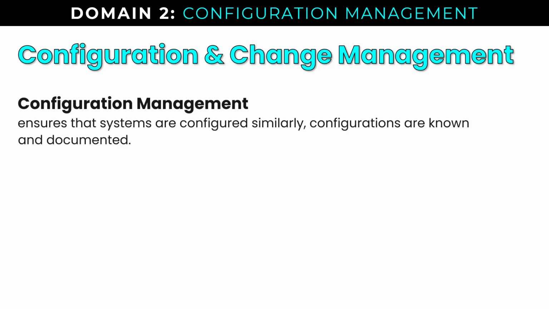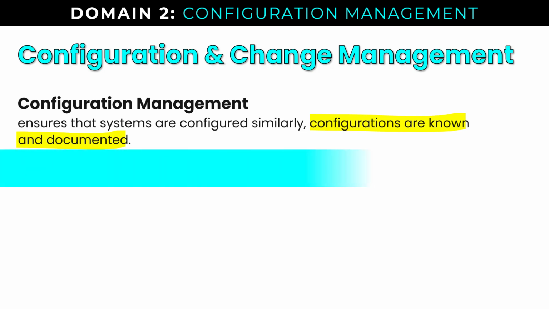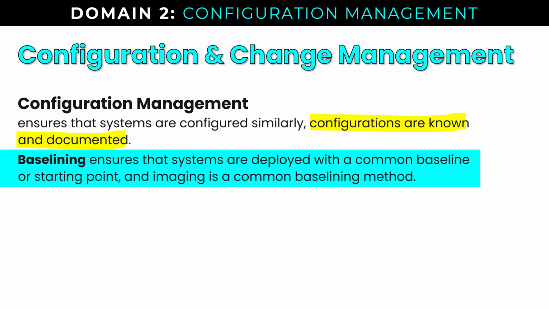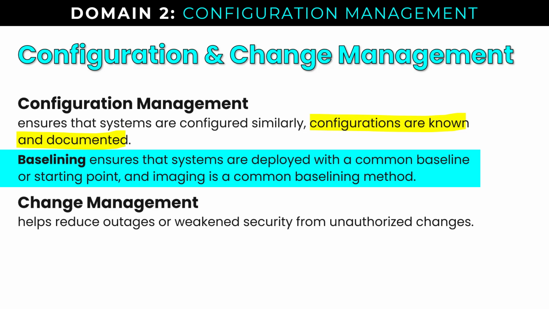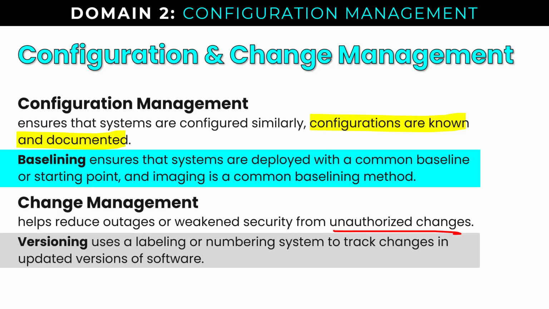So configuration management ensures that systems are configured in a similar fashion and that the configurations are known and documented. And baselining ensures that systems are deployed with a common baseline or starting point. And imaging is a common way to achieve this. Infrastructure as code is another way this is achieved, a concept we'll touch on a bit later. And change management is a process that helps reduce outages or weakened security from unauthorized changes. And versioning uses labeling or numbering to track changes in updated versions of software or environments.